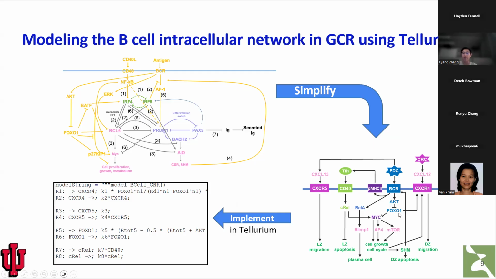All right. So there's a bunch of signaling proteins as well as transcription factors driving the process. And some are responsible for driving the cell growth, cell cycle, and some are actually driving the somatic hypermutation, or apoptosis, and some are responsible for driving the migration as well as terminal differentiation into the plasma cells.